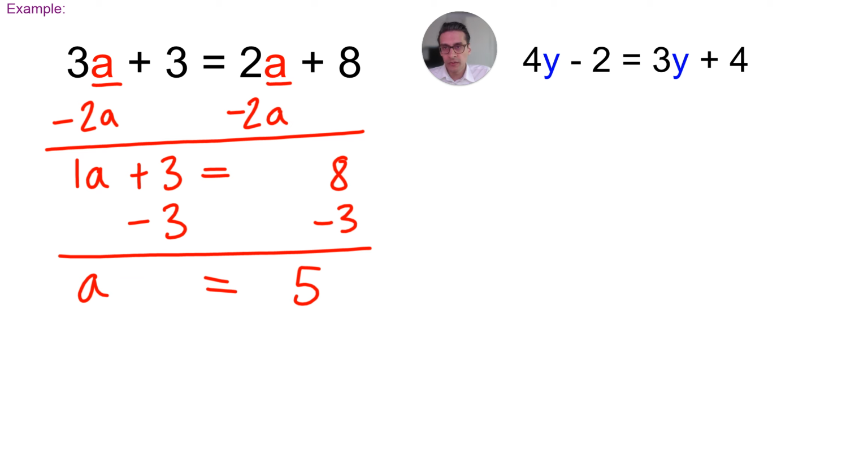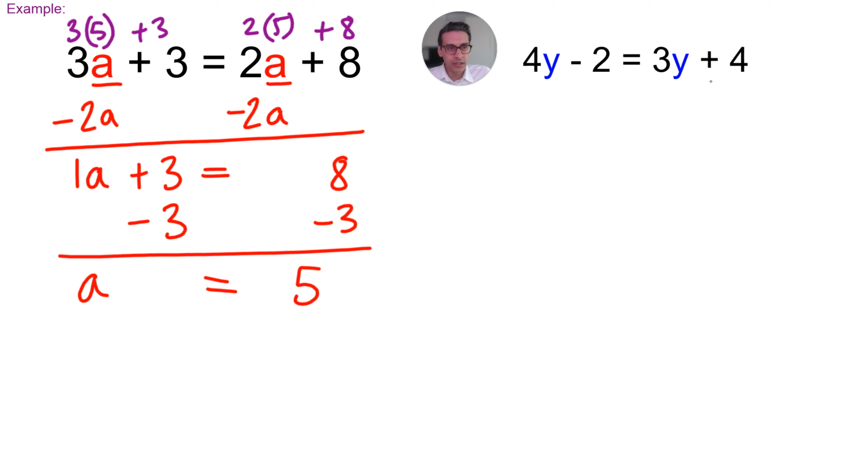And we can check what we've done is correct by just substituting it back in. 3 times 5 plus 3, does that equal 2 times 5 plus 8? So that's going to be 18 on the right, and it's going to be 18 on the left. So yeah, that does work, and we've got our solution.